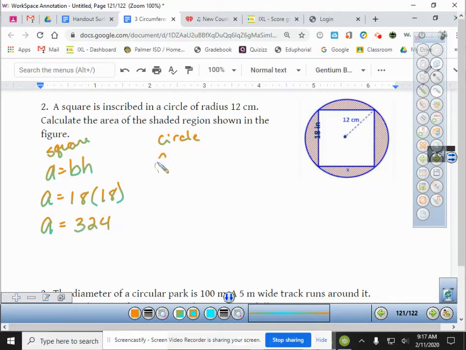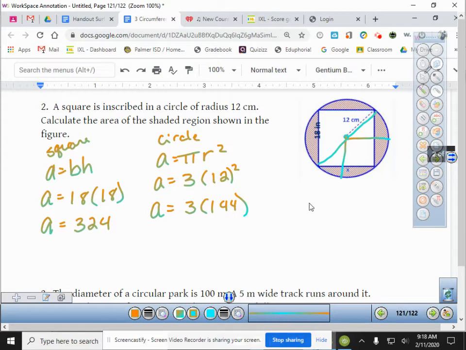And then we're going to do the circle. Formula? A equals pi r squared. What are we going to use for pi? 3. What is the radius? 12. The radius goes right to the side. Doesn't matter, it's the radius. So we got 3 times what? 144. And what'd you get? 432.